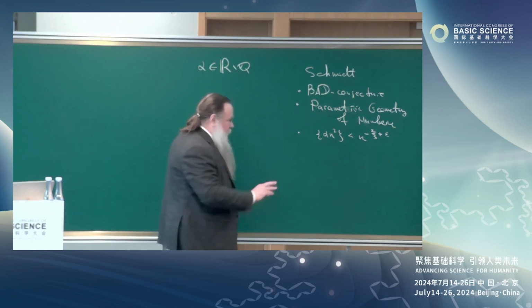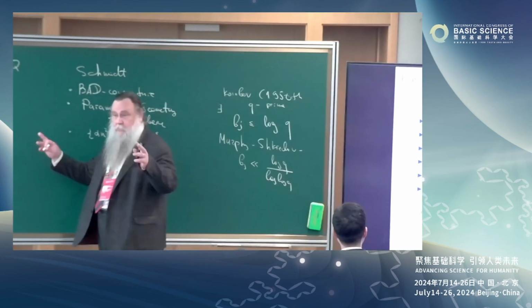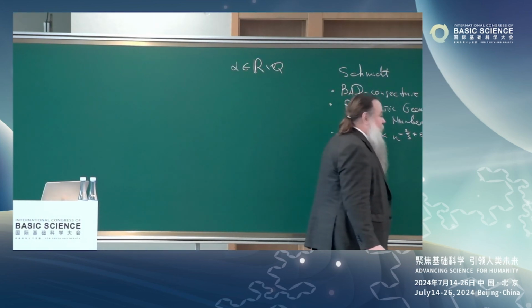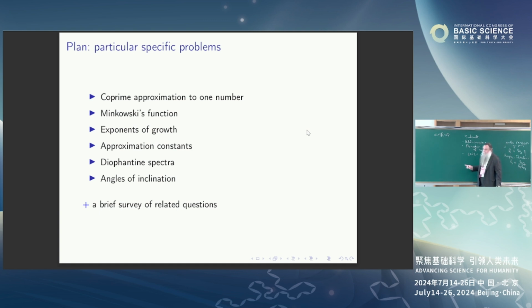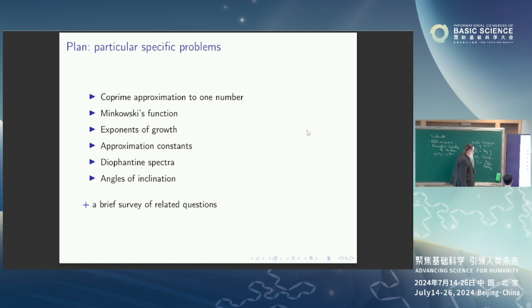So one of them will be related to coprime approximations. Then I will speak about Minkowski function. We can go back 100 years ago and recall the definition of Minkowski function. I will speak about exponents of growth, approximation constant, Diophantine spectra. I am a little bit afraid to speak now about Diophantine spectra because half a year ago I had lectures here in Chingo, and I discussed some open problems there. Maybe half a year passed. Maybe I don't know the current stage of the problem. Okay, let us think. And also, I will speak about Schmidt's problem about angles of inclination.